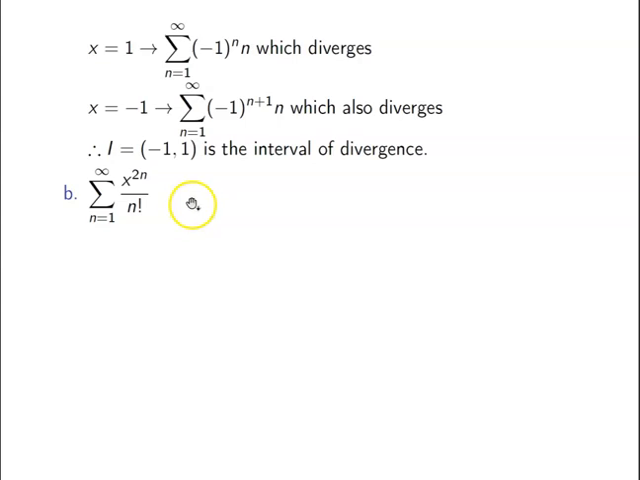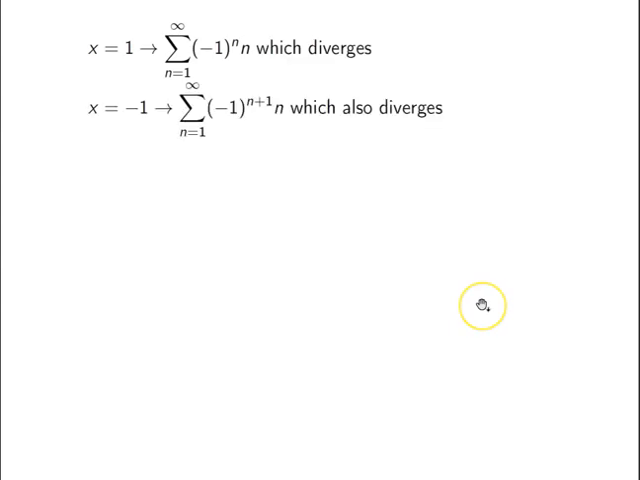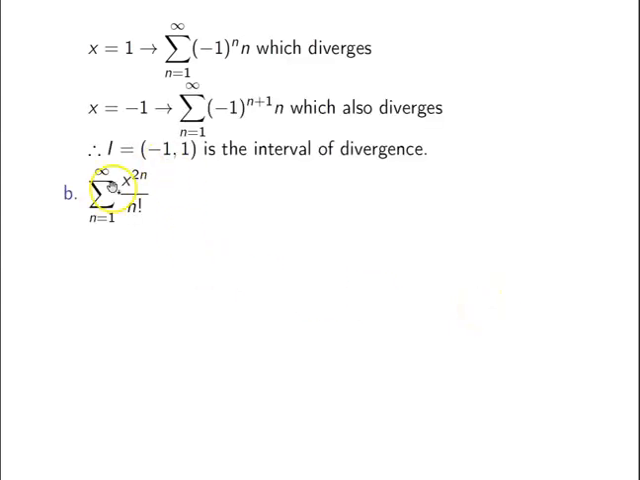We're going to do the ratio test again. We always stick with the ratio test or the root test because that test allows us to find the radius of convergence, right? So here I have x to the 2n over n factorial. I'm going to use the ratio test.